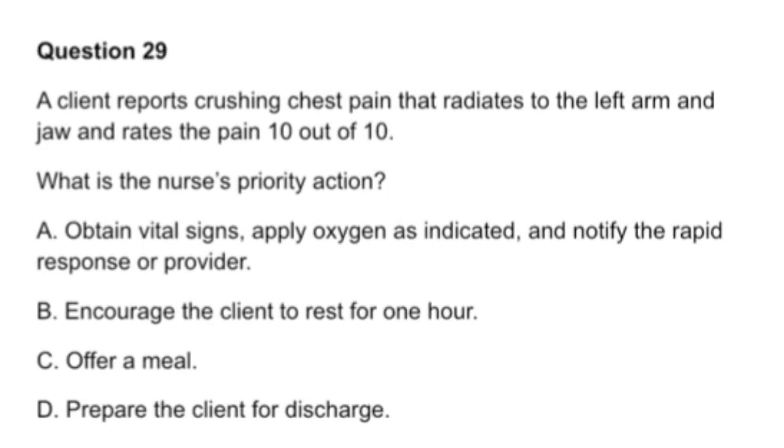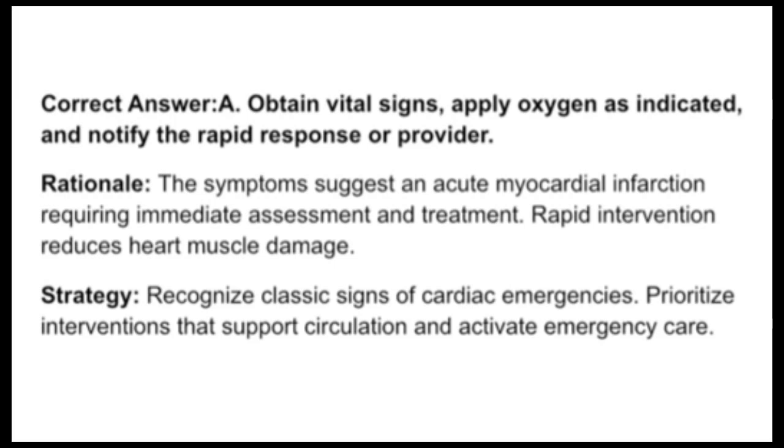Question 29. A client reports crushing chest pain that radiates to the left arm and jaw and rates the pain 10 out of 10. What is the nurse's priority action? A. Obtain vital signs, apply oxygen as indicated, and notify the rapid response or provider. B. Encourage the client to rest for 1 hour. C. Offer a meal. D. Prepare the client for discharge. Correct answer. A. Obtain vital signs, apply oxygen as indicated, and notify the rapid response or provider.